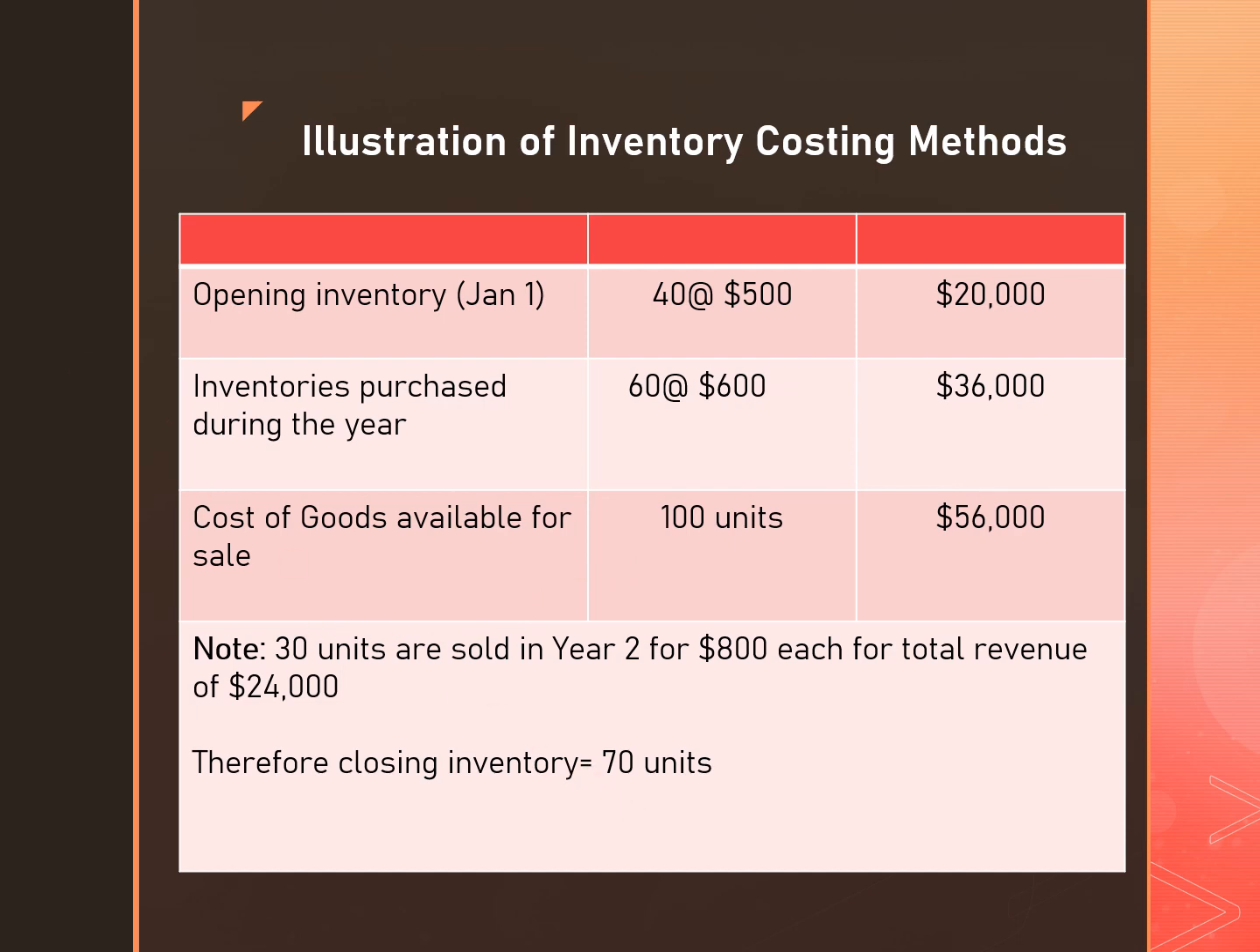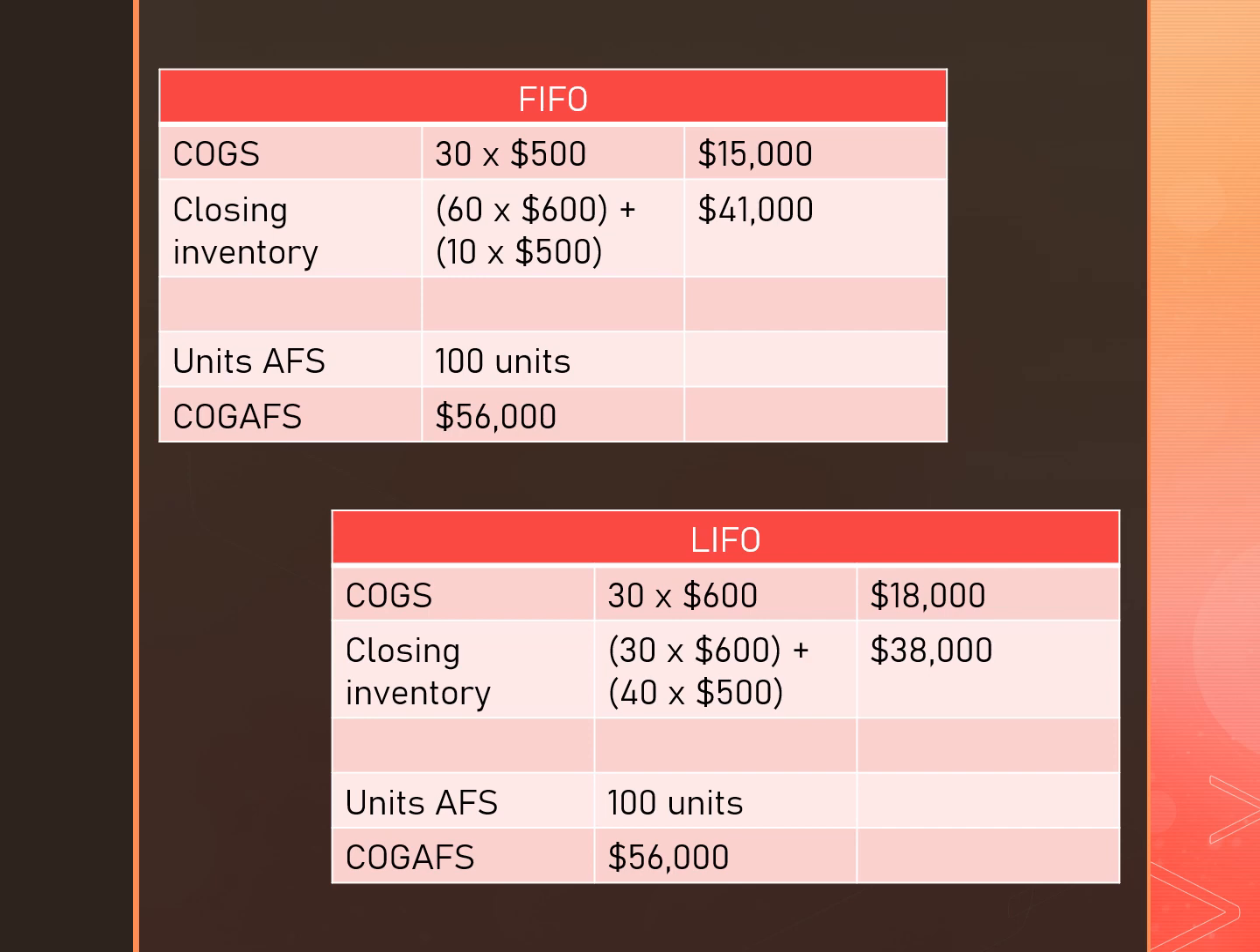Right? So, now kita nak illustrate kalau dia guna FIFO dan juga LIFO. So kalau dia guna FIFO, dia punya cost of goods sold will be 30 darab dengan 500. Right? Sebab dia jual 30. Harga yang dia beli, sebab dia ambil FIFO, dia ambil the earliest one, the oldest one. The oldest price adalah 500. So, dia dapat COGS sebanyak 15,000.